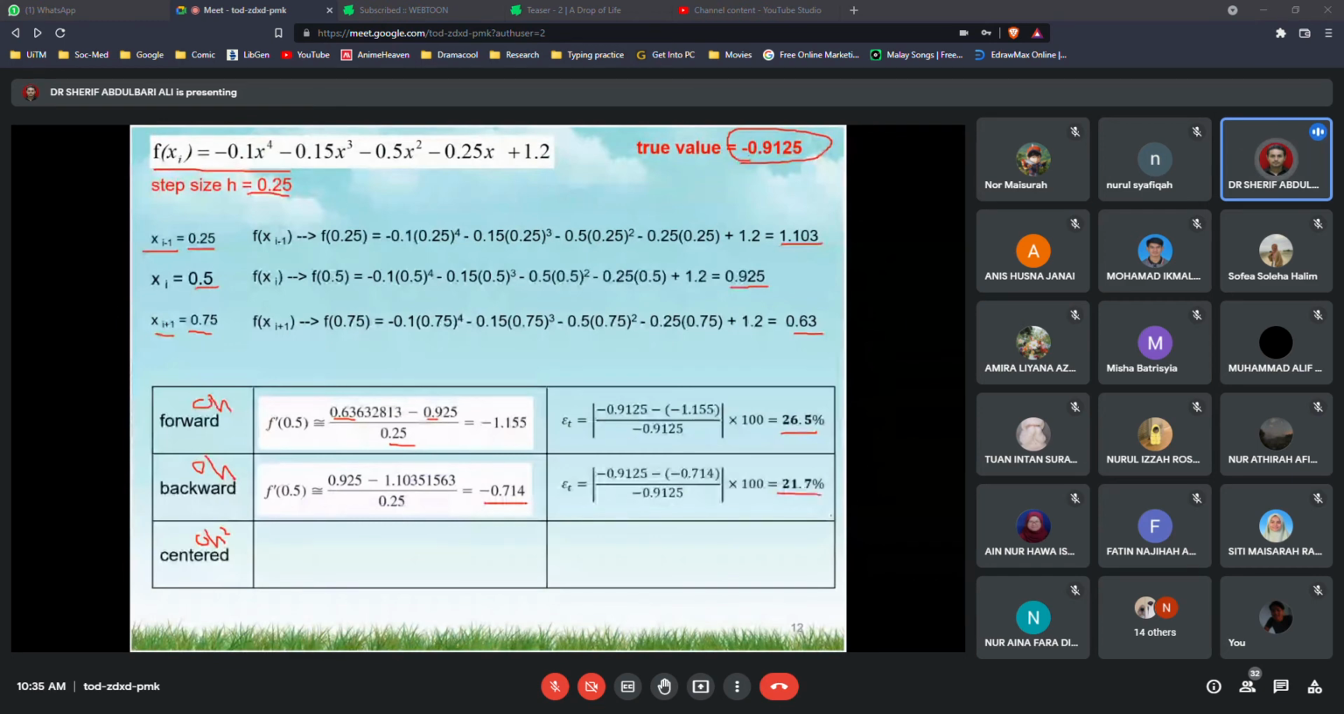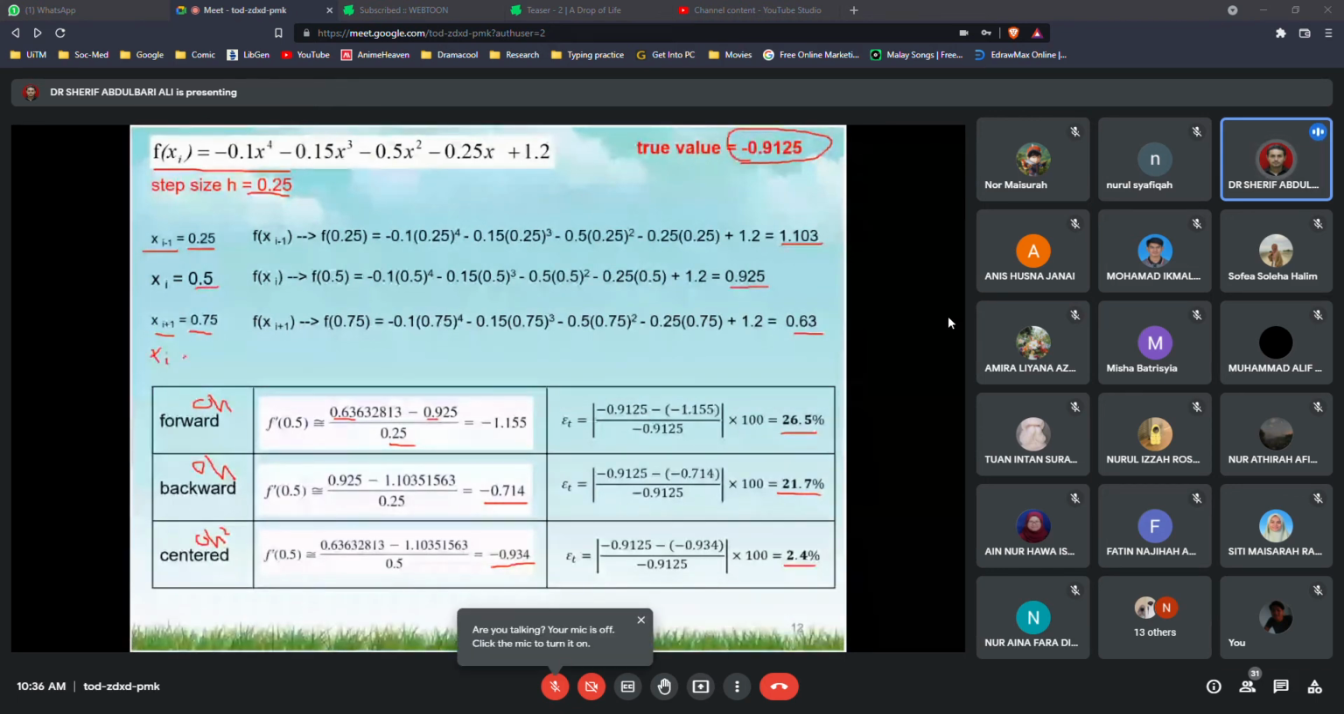Now let's see the center finite divided difference. It goes from x plus 1 to x minus 1. So this means 0.63 minus 1.103 over the step size, 0.5. And when you look at this value, it is near the true value, so the error here is going to be equal to 2.4%. This is what we have done in week 2. So now let's try to apply the high accuracy. This means adding xi plus 2 and xi minus 2 and seeing how the answer is going to be.